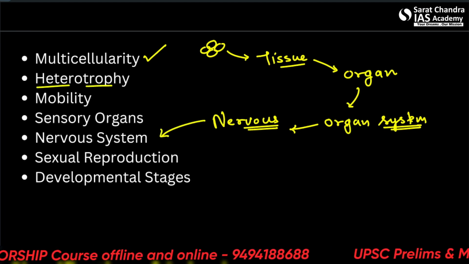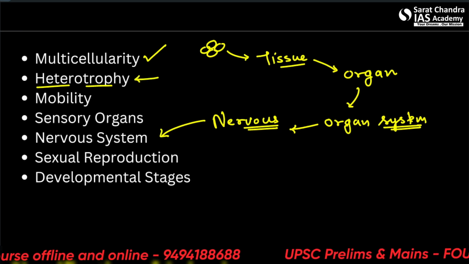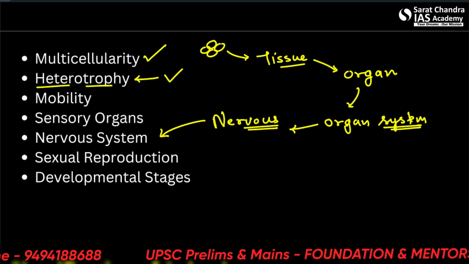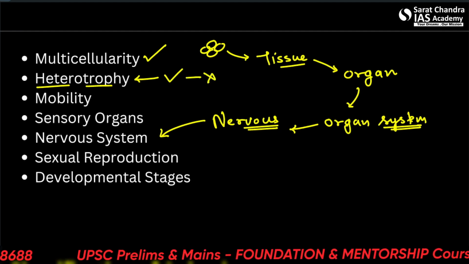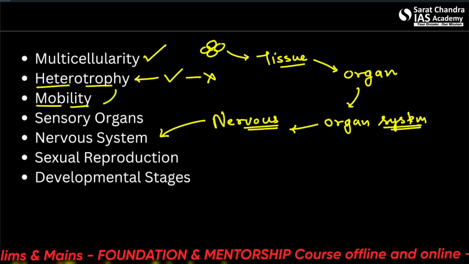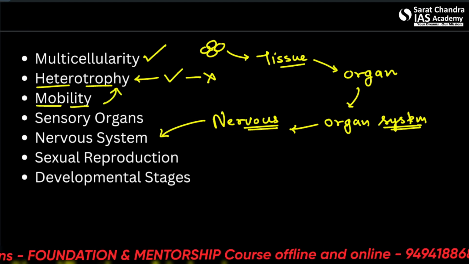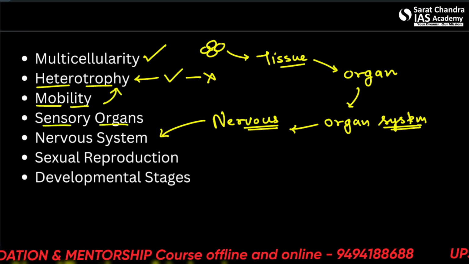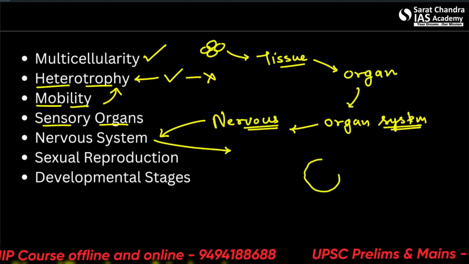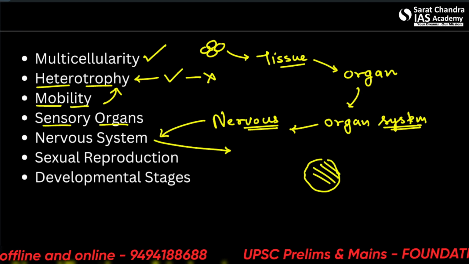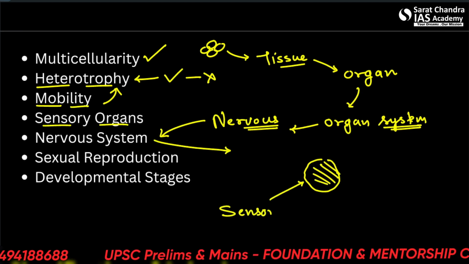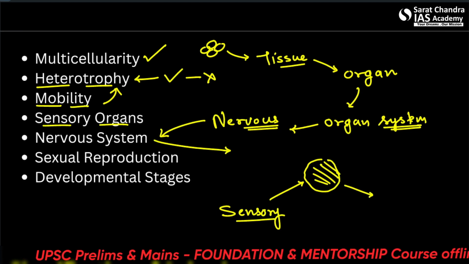Another is heterotrophy. That means animals live off other animals or consume plants or other animals. They cannot make their own food. They cannot photosynthesize. They have mobility in order to get this food. They have sensory organs associated with their nervous system. The nervous system is basically a system that functions between two things. One is sensory, another is motor.